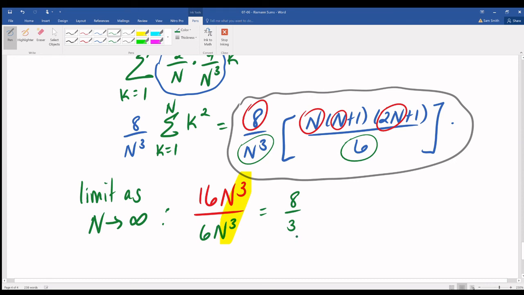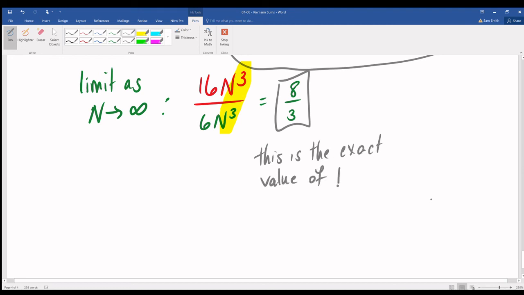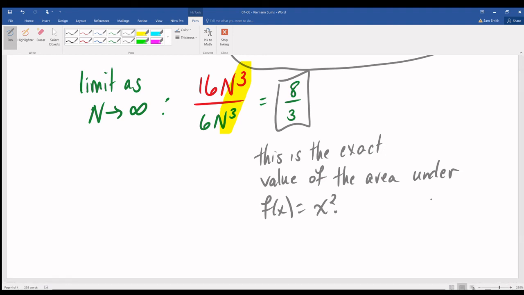And as it turns out, by letting the number of tiling rectangles grow infinitely large, we actually get an exact value, the exact value of the area under f of x equals x squared. No longer an estimate. When we take the limit and use infinitely many tiling rectangles, that estimate becomes perfect, and we have exactly calculated the area of that region.